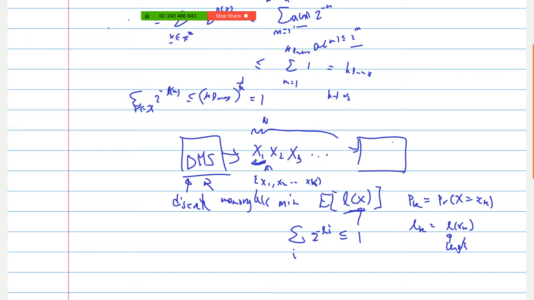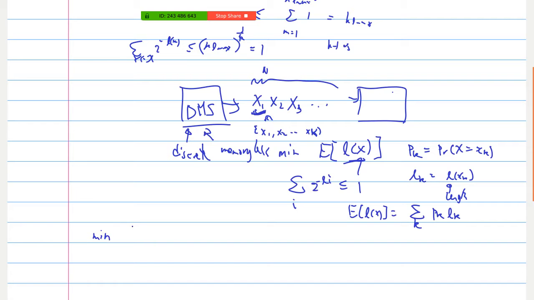Then this expectation I can rewrite as E[L(X)] equal to the sum over k of lk times pk. Therefore the optimization problem becomes: minimize the sum over k of lk pk as the objective function, subject to the sum over k, from k equal to 1 to big K, of 2 to the minus lk being less than or equal to 1.